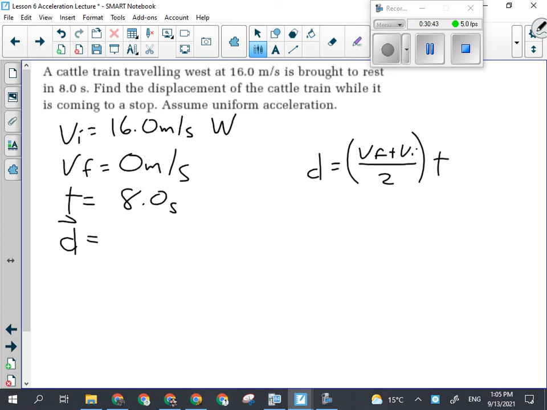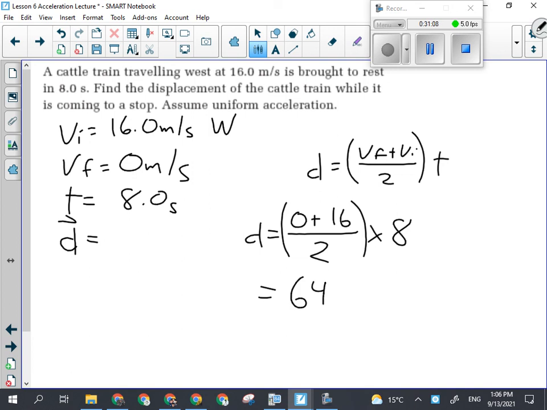Now, do I have to manipulate this at all? In this case, I don't. It's already set up to calculate displacement, so all I have to do is plug in my numbers. So VF, we were told was 0. VI, we were told was 16, over 2, and then multiply that by T, which is 8. All right, well, 16 divided by 2 is 8. 8 times 8, last time I checked, was 64 meters, and that is going to be which direction? West.